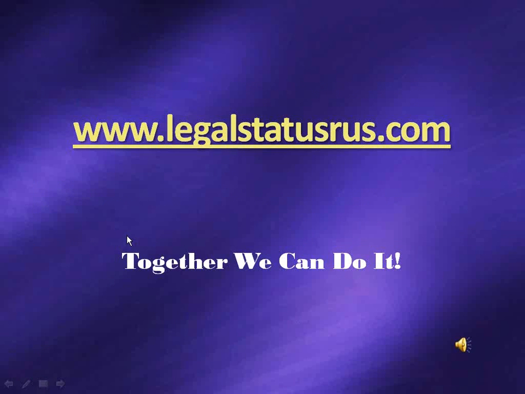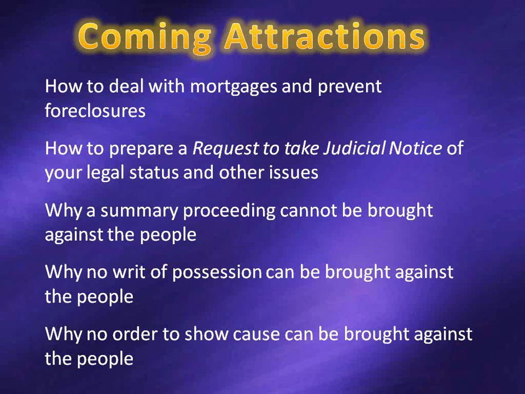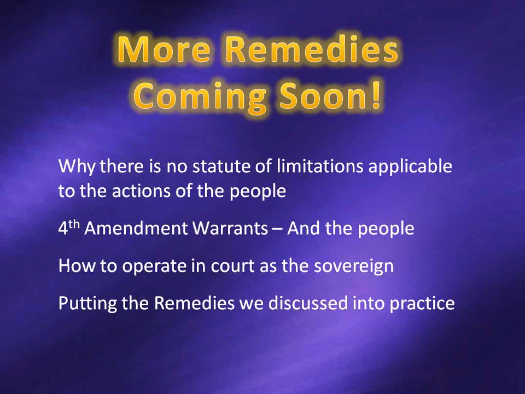I want you to be aware of some of the things we're considering for educational seminars in the future. Things we're thinking about addressing are how to deal with mortgages and prevent foreclosures, how to prepare a request to take judicial notice of your legal status and other issues, why a summary proceeding cannot be brought against the people, why no writ of possession can be brought against the people, and why no order to show cause can be brought against the people. So there's more remedies coming. We're going to look at things such as why there is no statute of limitations applicable to the actions of the people. We'll look at Fourth Amendment warrants in the people, how to operate in court as a sovereign, and putting the remedies we have discussed into practice.